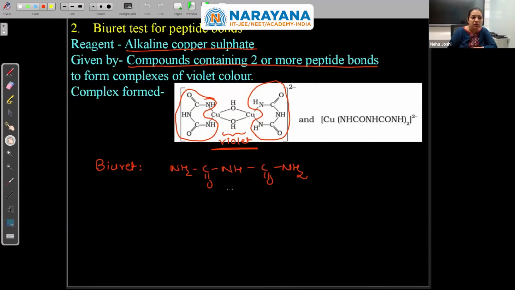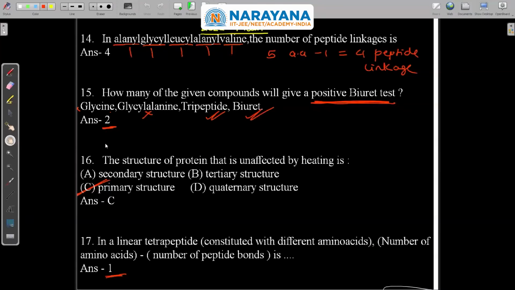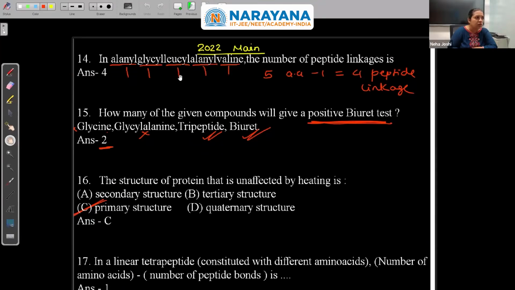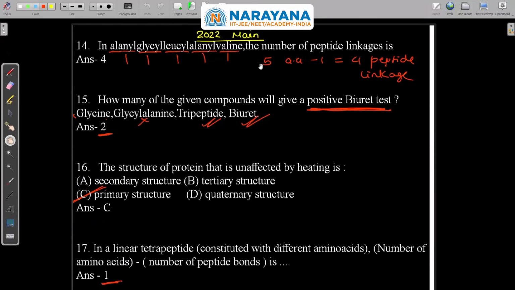Ekansh. Ma'am, in the questions which you were showing right now, the second question. Let me go there. Here, Ekansh. Yes, ma'am, the 14th one. Yes, this one. I didn't get that. It is asking the number of peptide linkages. I told you, peptide linkages equal the number of amino acids minus 1.